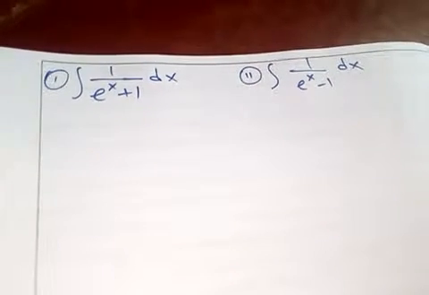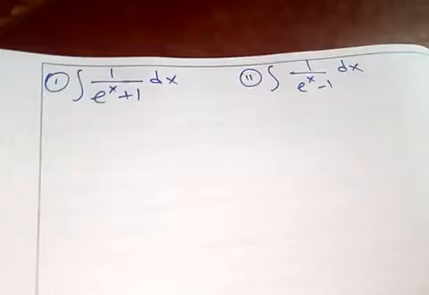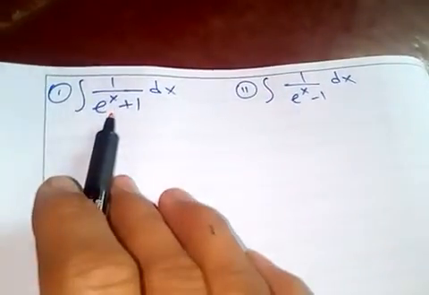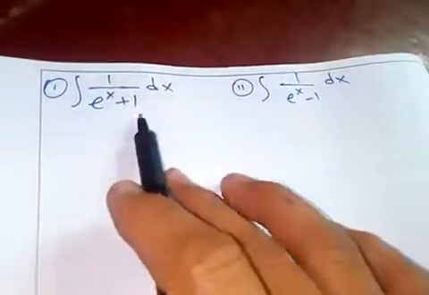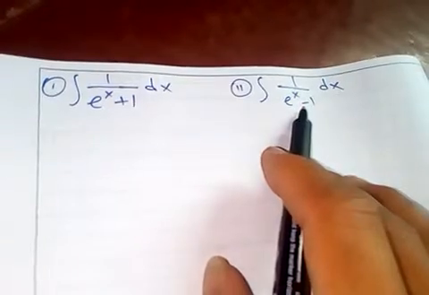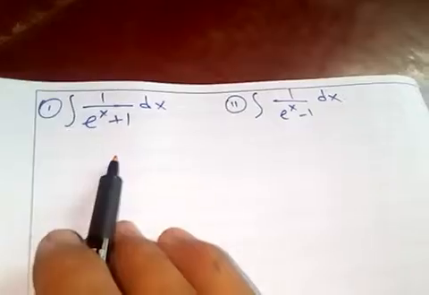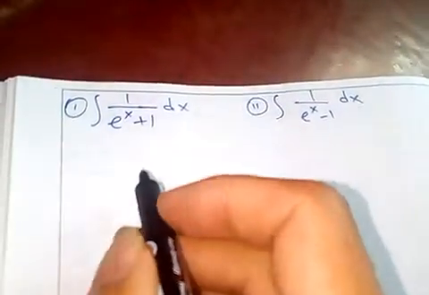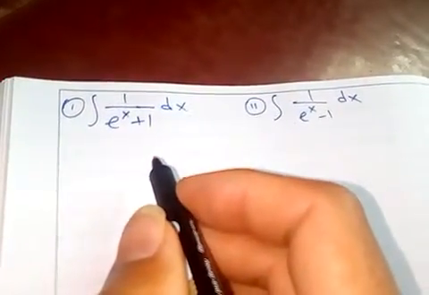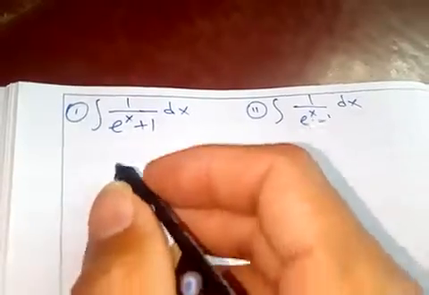Here I have two questions, which are the integral of 1 over e to the x plus 1, and just changing the sign, the integral of 1 over e to the x minus 1 dx. We are going to integrate using the integration by substitution method.